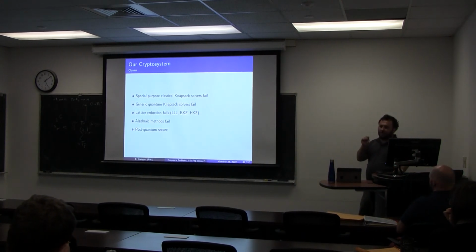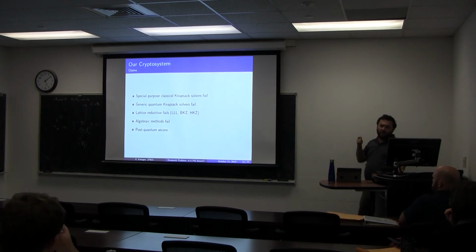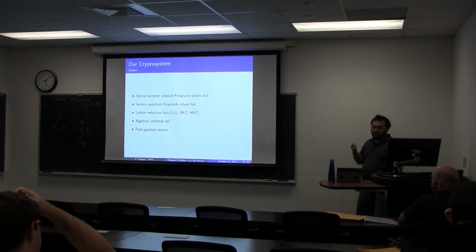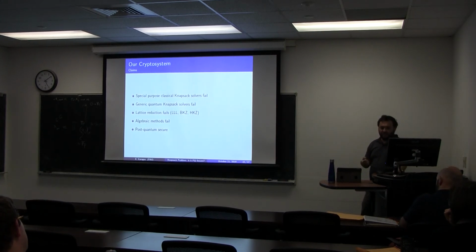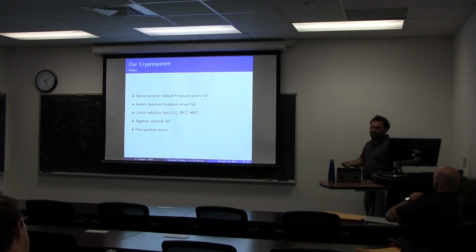So what are our claims in our crypto system? All the classical knapsack solvers fail. All the quantum knapsack solvers fail. Lattice reductions fail. Algebraic methods, such as what I propose, fail. So in the end, it's post-quantum secure.